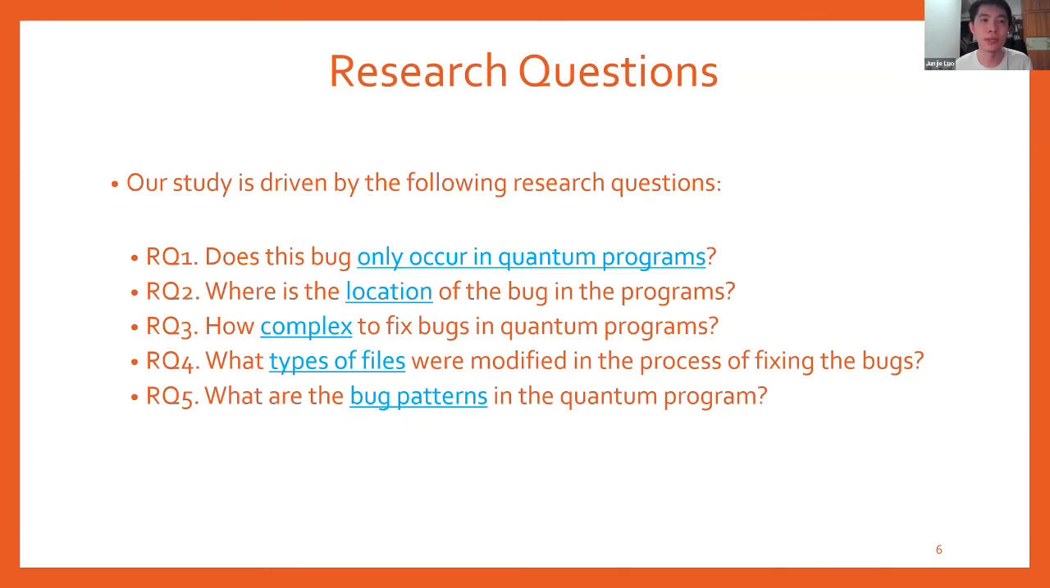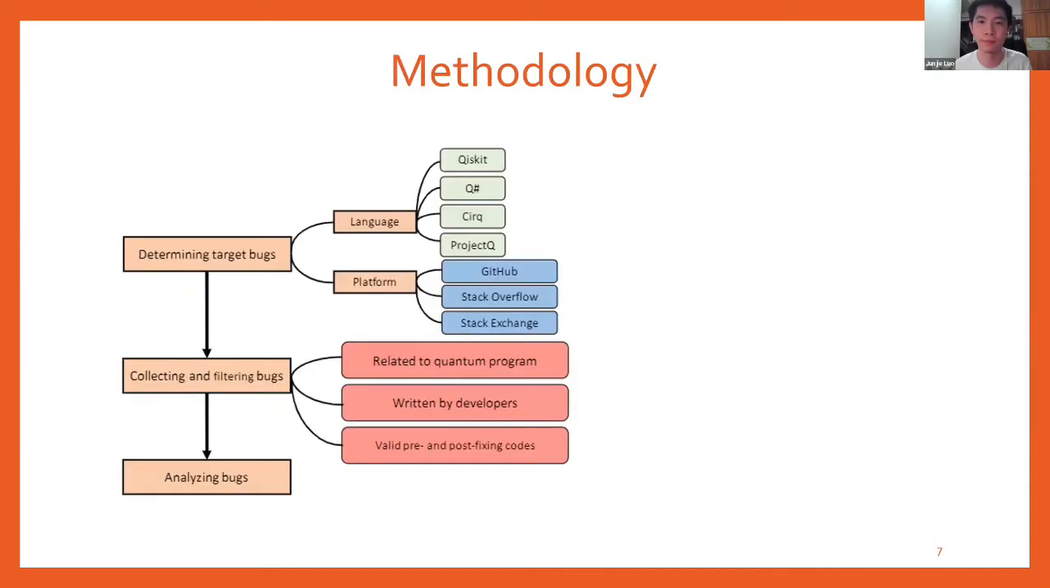Our study is driven by the following research questions. Does this bug only occur in quantum programs? Where is the location of the bugs in the programs? How complex is it to fix bugs in quantum programs, and what type of files were modified in the process of fixing the bugs? And the last one is, what are the bug patterns in the quantum programs?